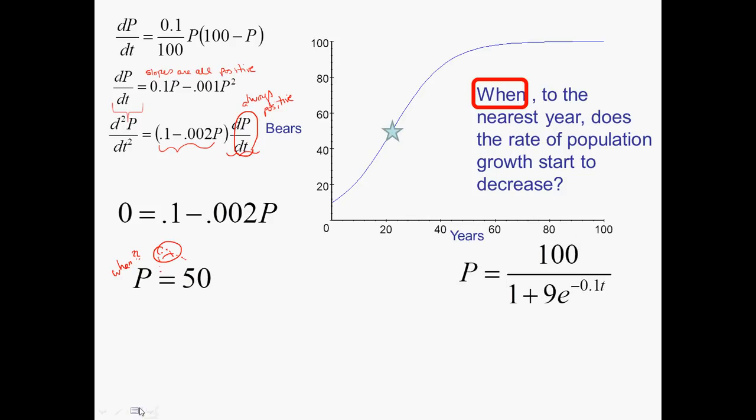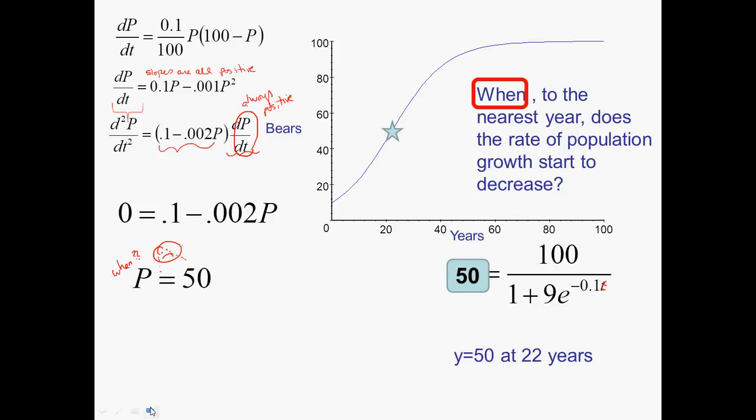I have an equation that gives me a time when I know a population. So I know the population will be 50 when the rate of population starts to decrease. So I'm going to take that 50 and I'm going to plug it in there.